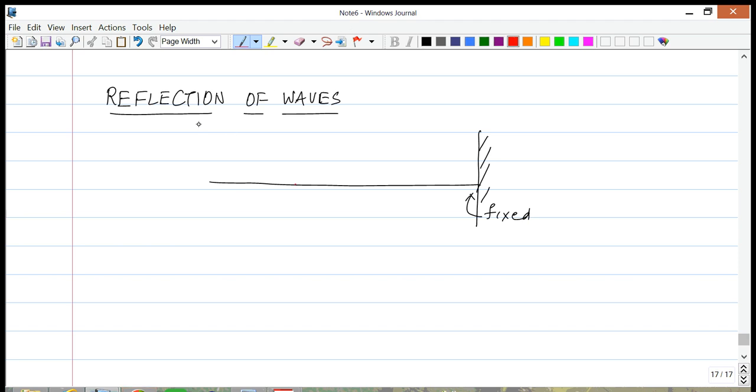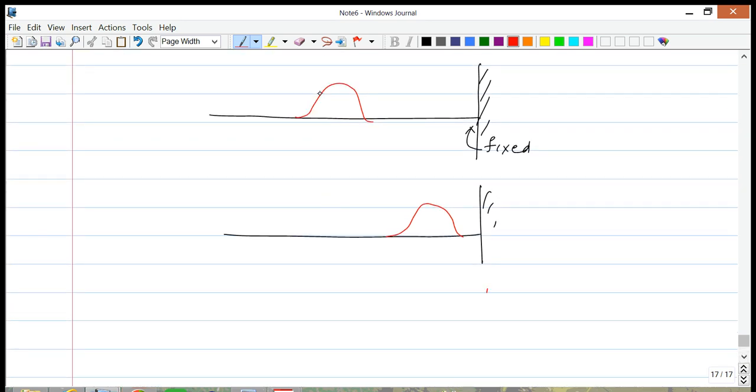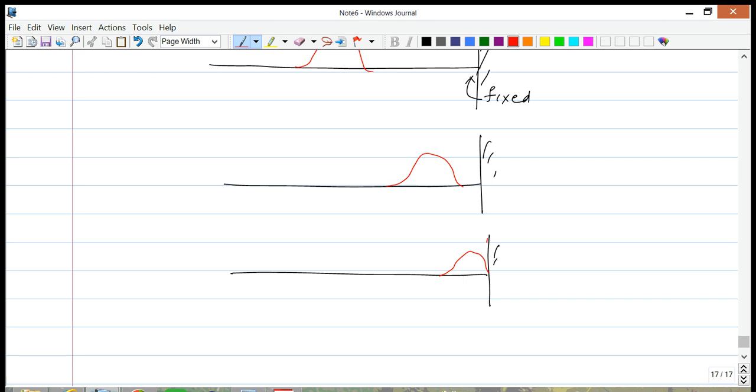Okay, so let's say there is a pulse at some point. The pulse is moving to the right. Now at another instant of time, this pulse would have moved a certain amount, and it will be somewhere closer here. And then at another instant of time, it would strike the edge, the point of the fixed point.